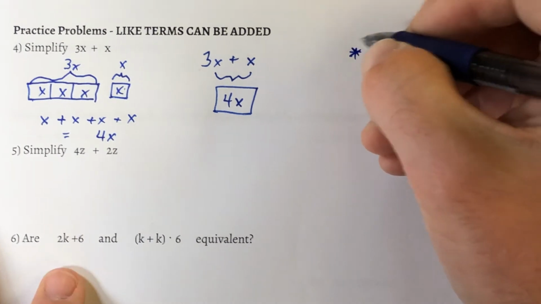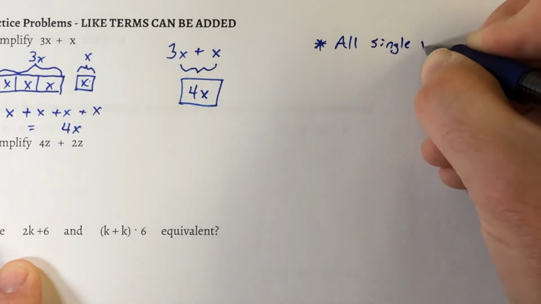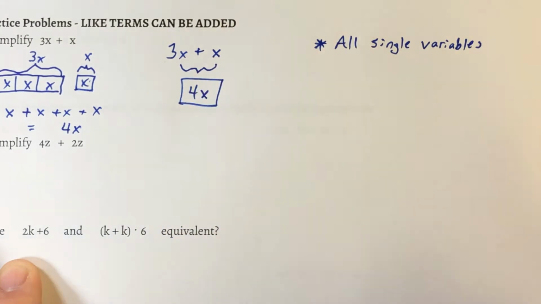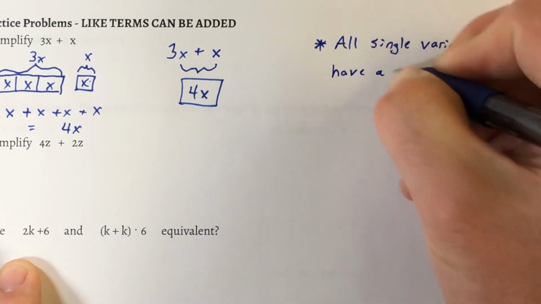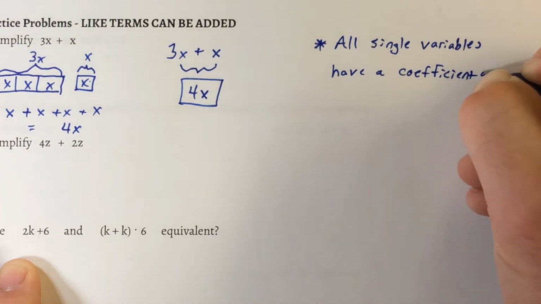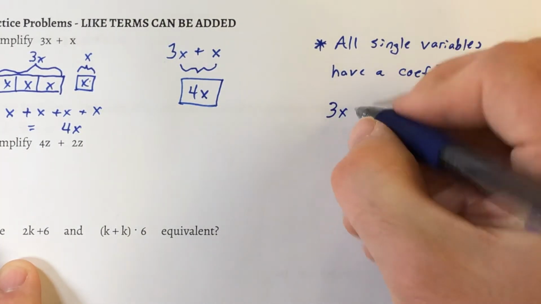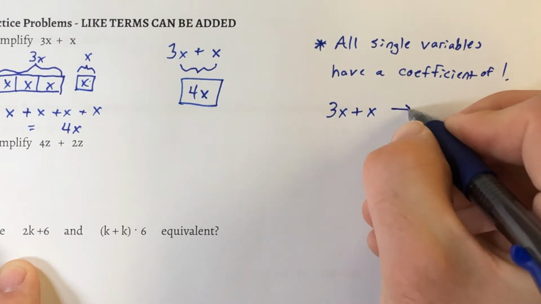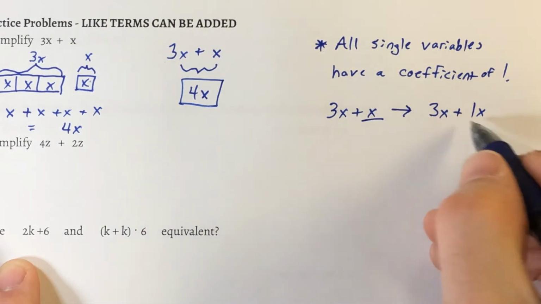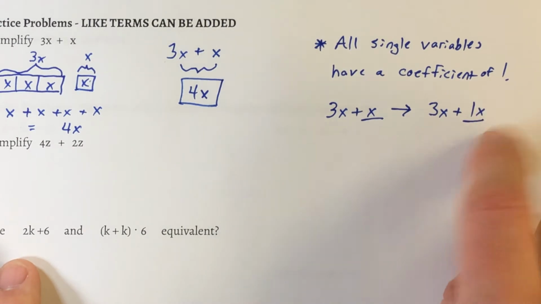Now, again, I've said this a couple times, but all single variables, like this x right here, have a coefficient of 1. So what does that mean? When we're taking the expression 3x plus x, what we are really doing is taking 3x plus 1x. So again, all single variables have a coefficient of 1. We just don't write all of those invisible things.